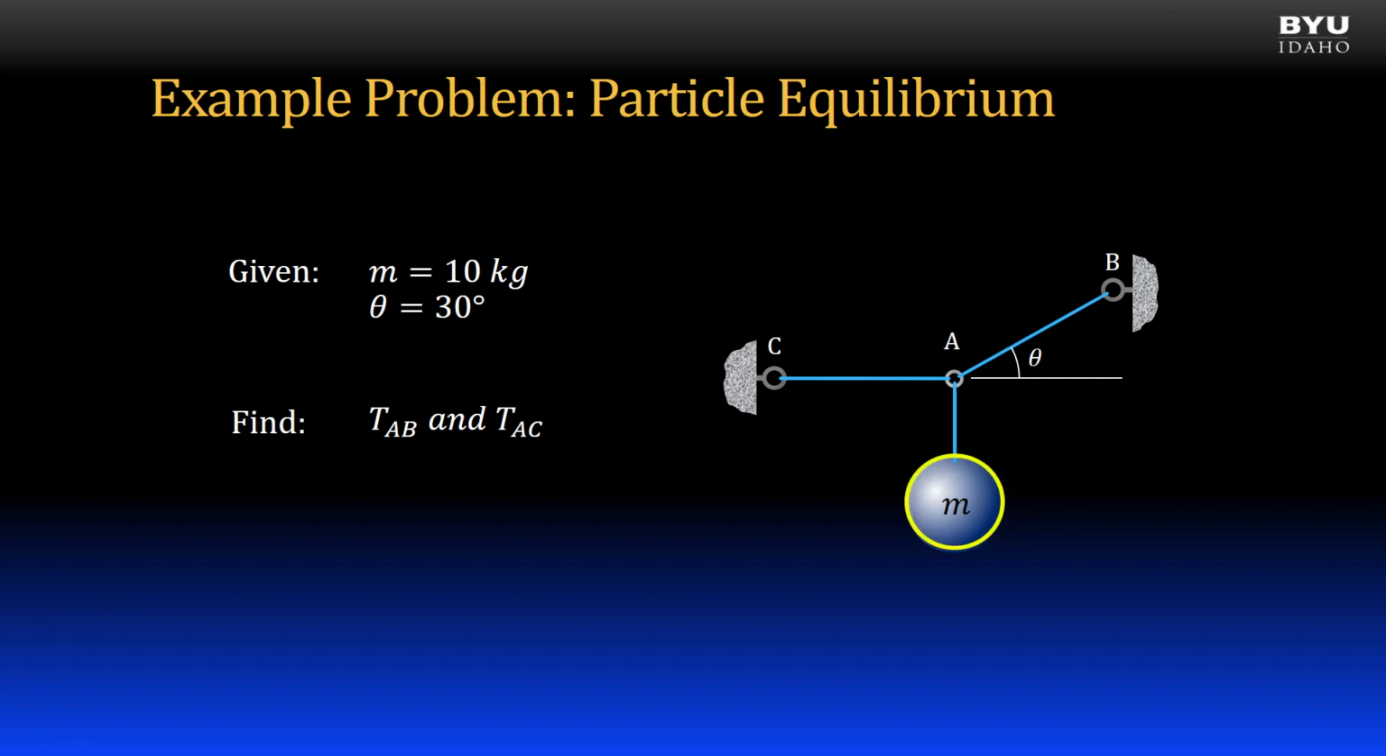We're given a mass of 10 kilograms that is supported at point A by two chords, chord AC and chord AB. Chord AC is horizontal and chord AB is inclined at an angle of 30 degrees from the horizontal axis. We are asked to find the tension in AB and the tension in AC.